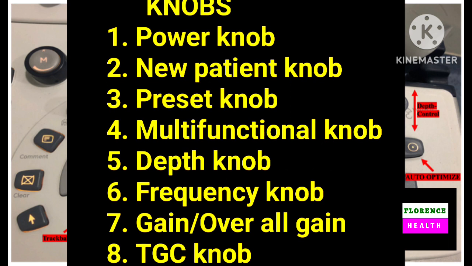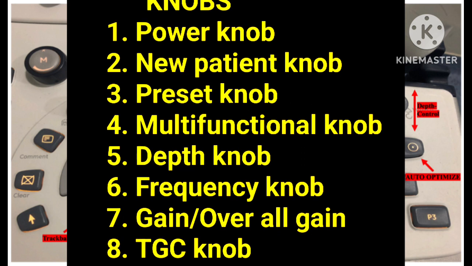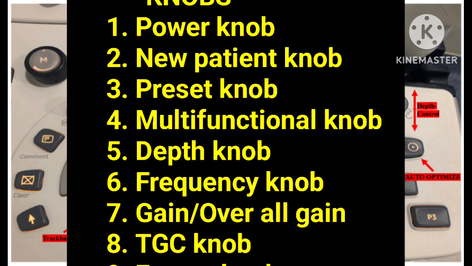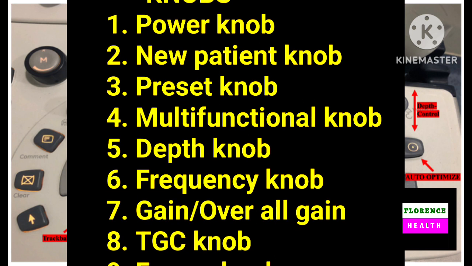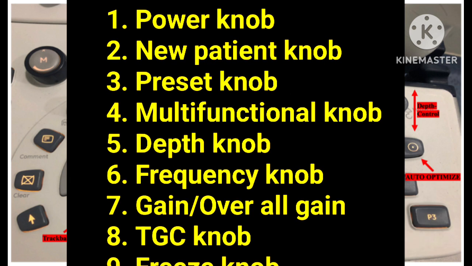Another knob is TGC knob or time gain compensation knob. There are 10 to 12 TGC knobs present. It is divided into 3 groups: upper group of TGC knob, lower group of TGC knob, middle group of TGC knob.